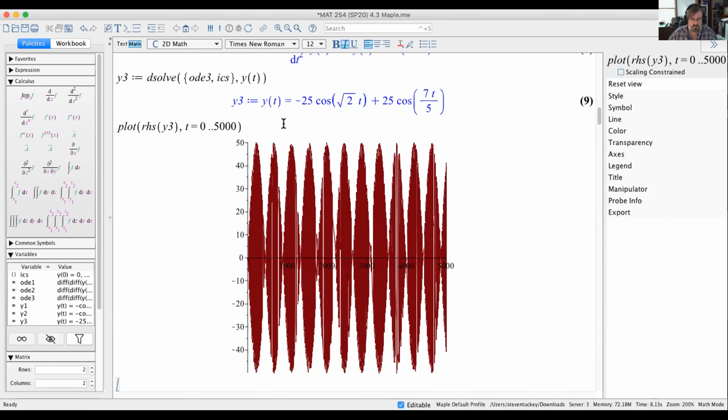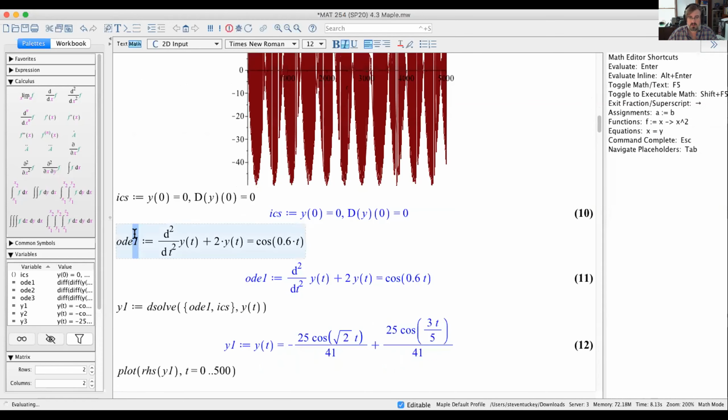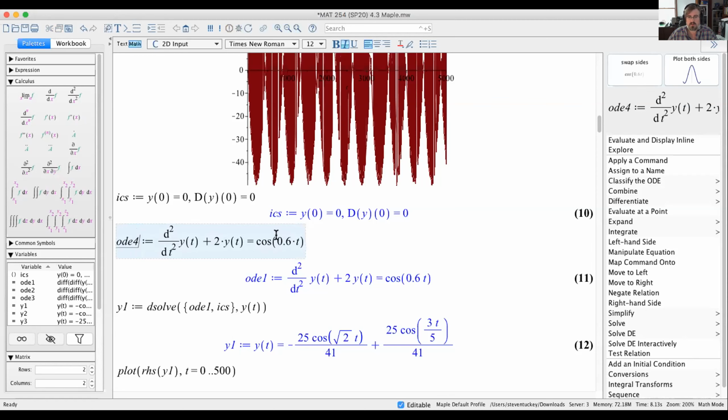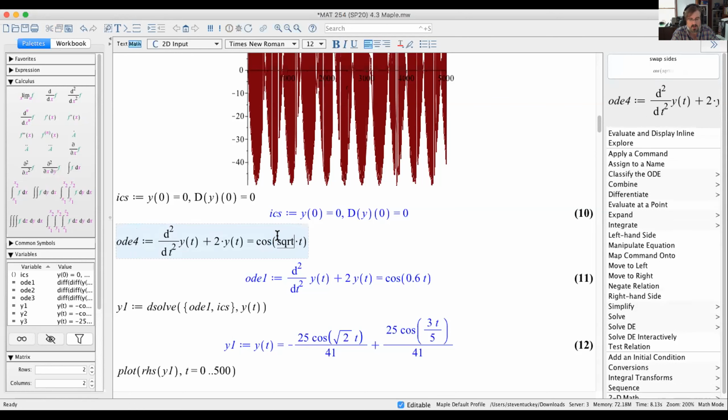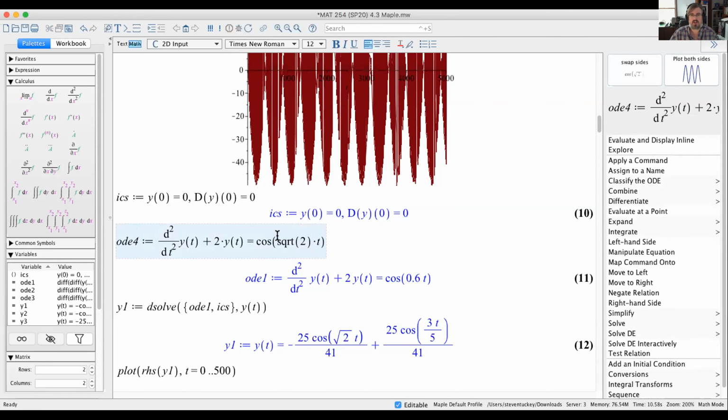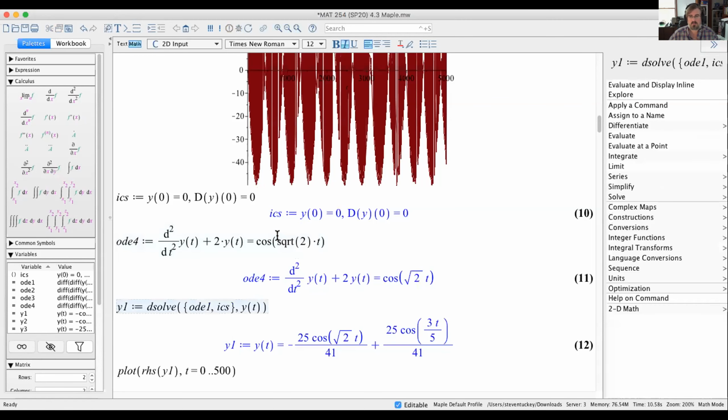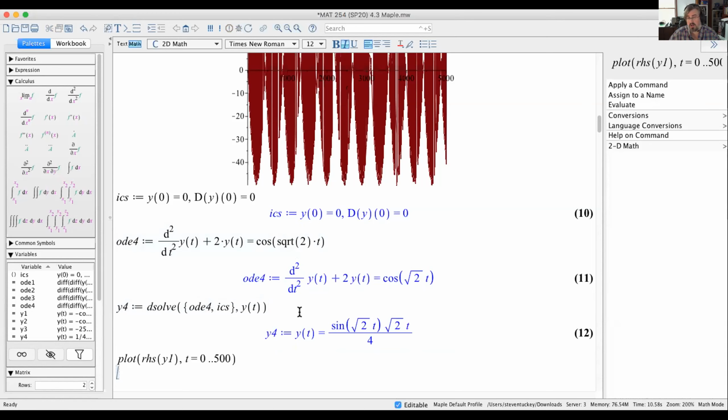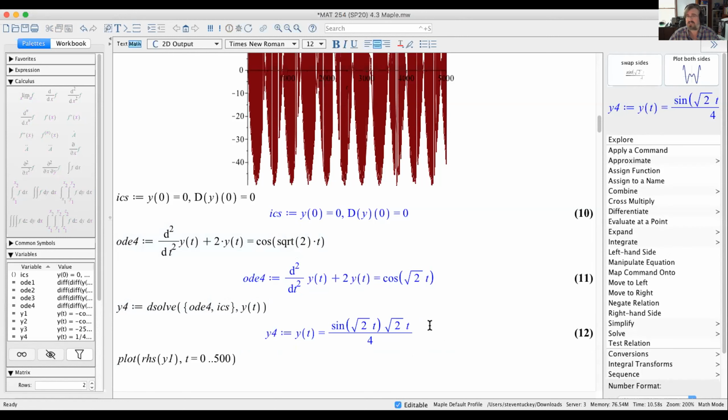So what happens when, instead of something that's close to the square root of 2, I just go for it and make it the square root of 2 inside there? What do you think is going to happen? Well, it looks like our particular solution is now just a sine function.